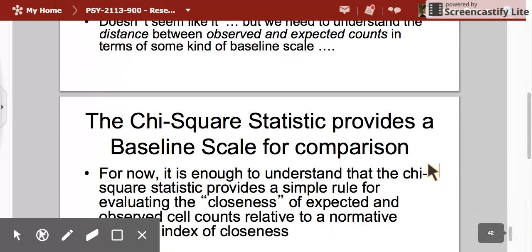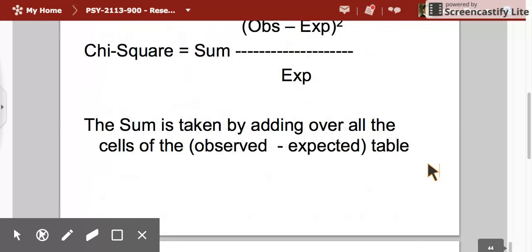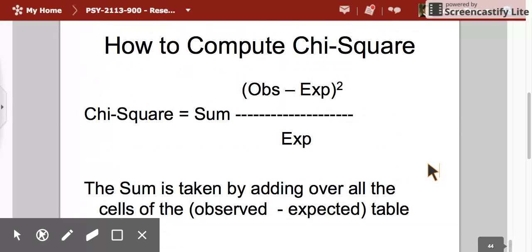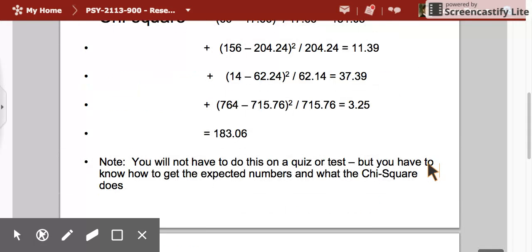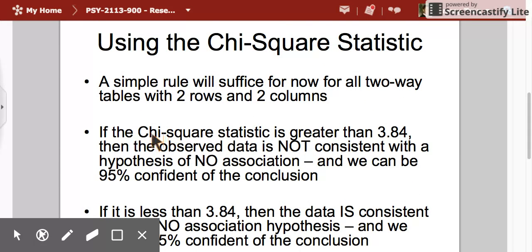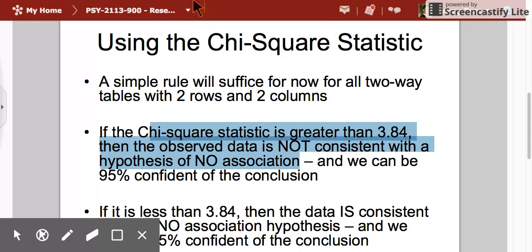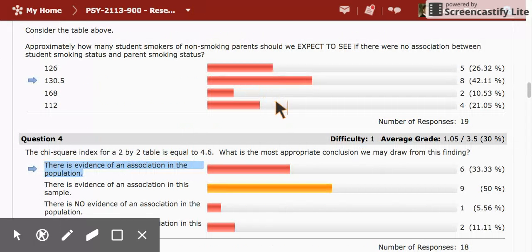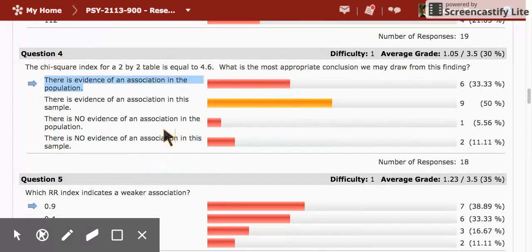to expected tables along the same lines, and you get to how to calculate a chi-square. And the takeaway message is this rule of thumb: if the chi-square is greater than 3.8, the data is not consistent with no association. So that means if it's not consistent with no association, then there is evidence of an association. So that's why that's the answer.